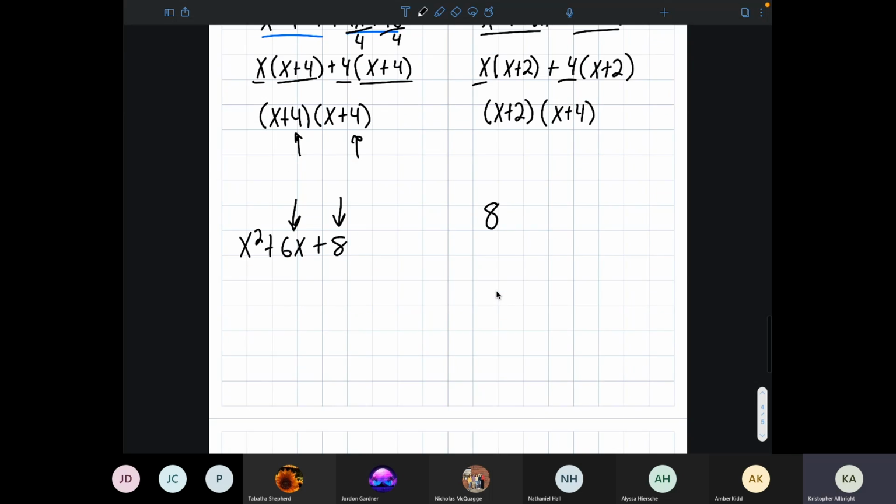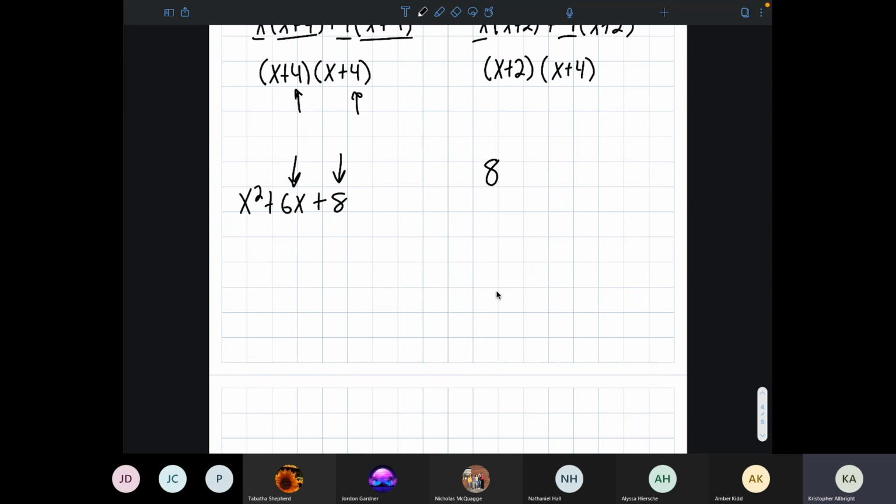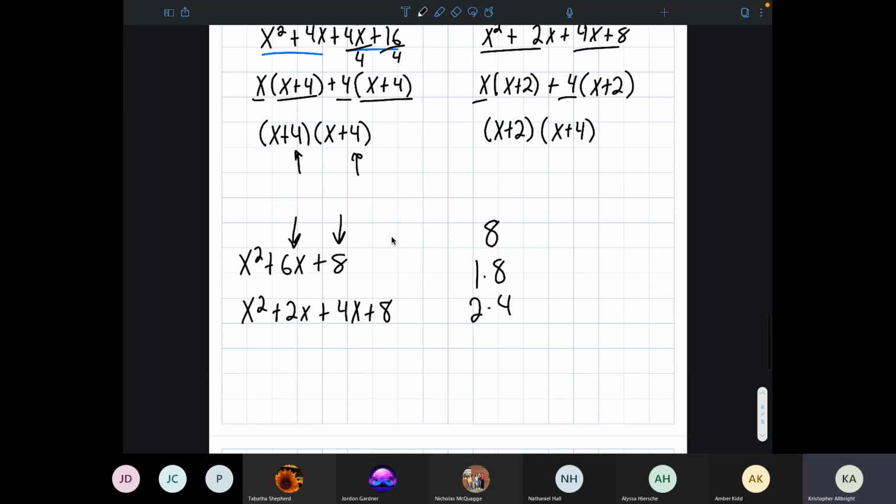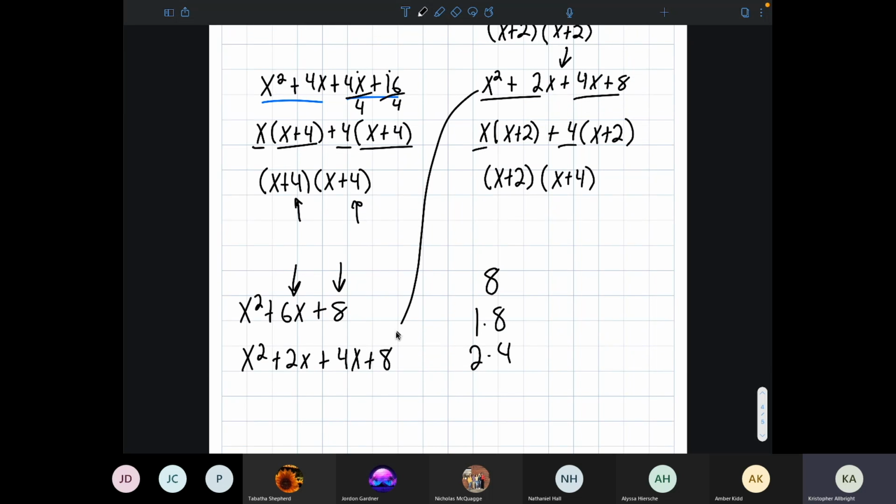And I say, okay, let me make a list of things that multiply to be this. 1 times 8. Well, does that add to be 6? No, it doesn't. 2 times 4. Well, does that add to be 6? Yes, it does. So now we know that we can break this middle term down into this 2 and 4. And so if I do that, I'm going to be given x squared plus 2x plus 4x plus 8, which is coincidentally the exact problem that we just had right here. So I just kind of went up one step.